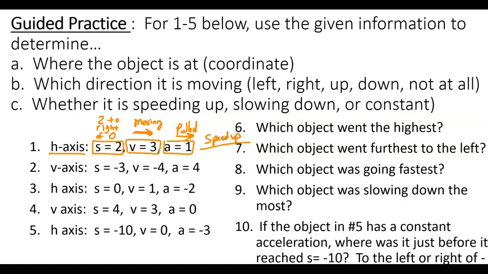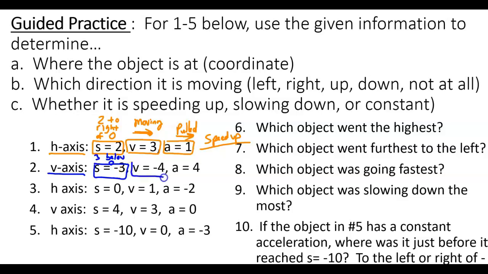Okay, let me take a look at the next one. The next one I put v-axis, so now we're talking about a vertical axis. My position is -3, so that means I am 3 spaces below 0. When we're on a vertical axis, it's either above or below. So in this case, it's 3 spaces below 0.